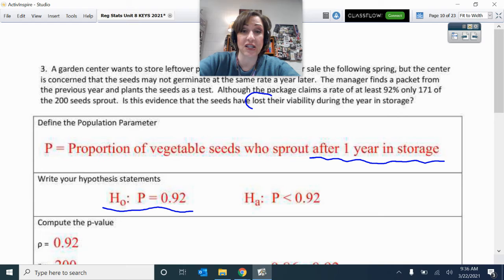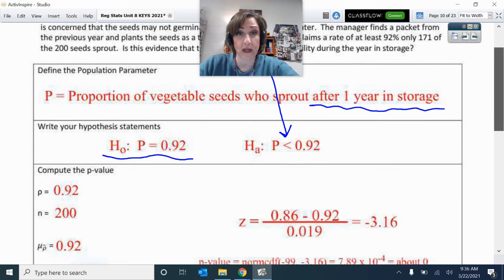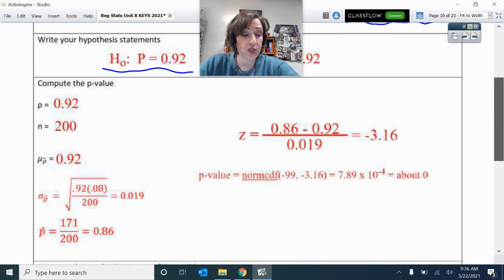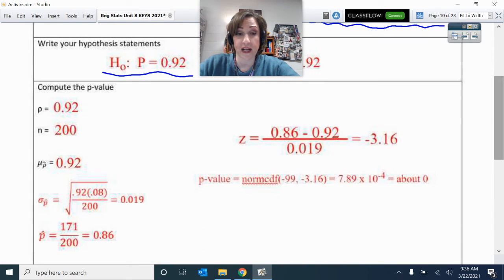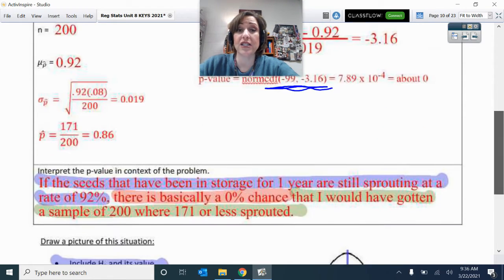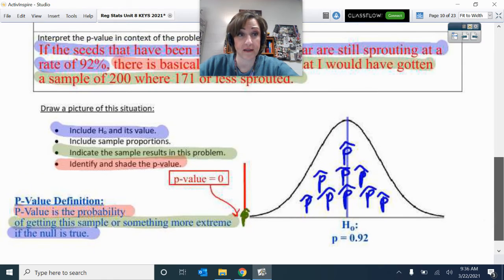They think that they have lost their viability. That's why it is less than 0.92. So once you put in all your data and you find your p-value, since it's less than, we're norm CDFing below that negative 3.16, so about 0. So let's look at what that looks like.